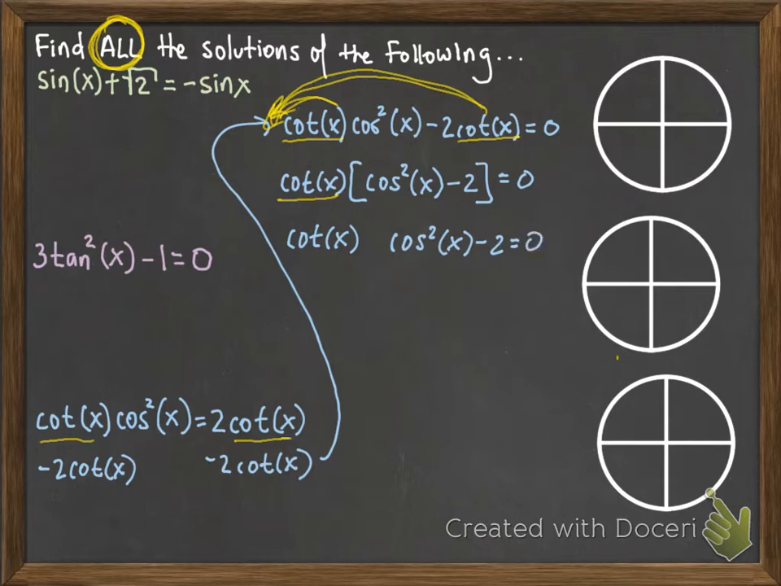Oops, I forgot to set that equal to 0. Now that they're both equal to 0, even though I put them kind of close to one another, this is going to be that guy right there, and this is this guy right here. Okay, so I want to solve both of these out. For cotangent, I want to find all the instances in which that's going to be 0.